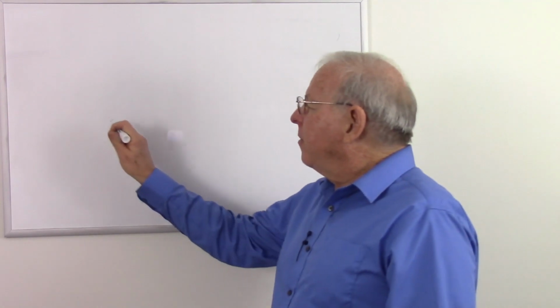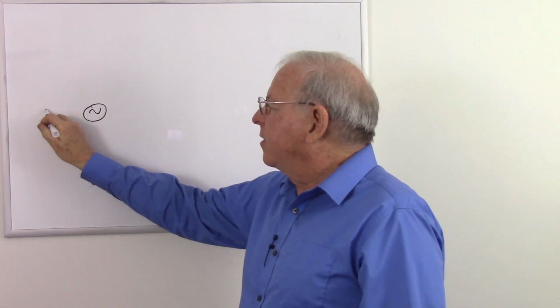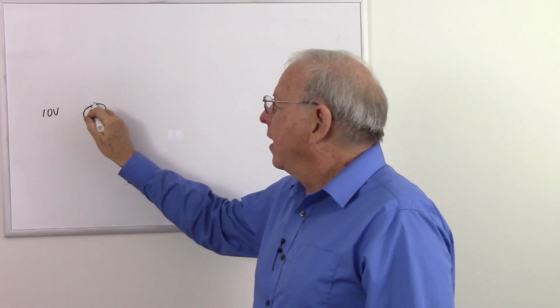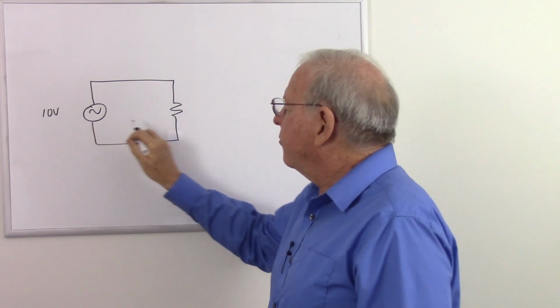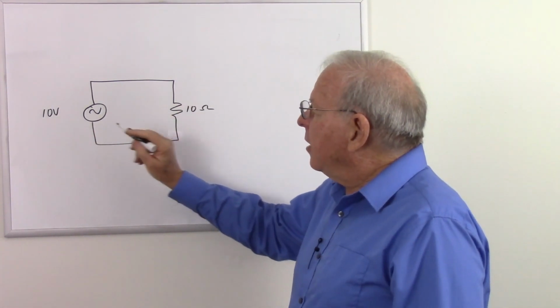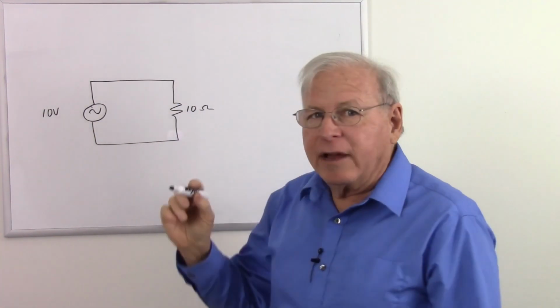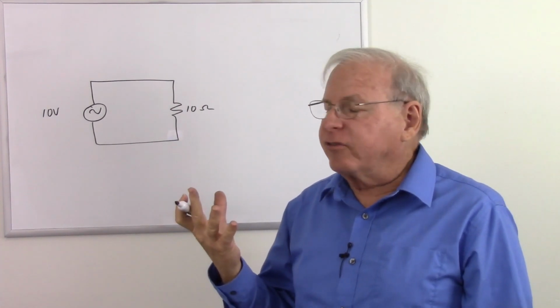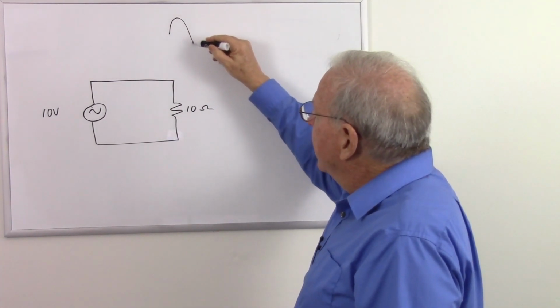So let's make this circuit. There is an alternating current source. I will make that 10 volts, and we'll go through a resistance. Let's make that 10 ohms. And what do we mean when we say 10 volts alternating current? Well, in alternating current, we have current that's going back and forth and voltages that are changing. And typically we're talking about a sine wave.